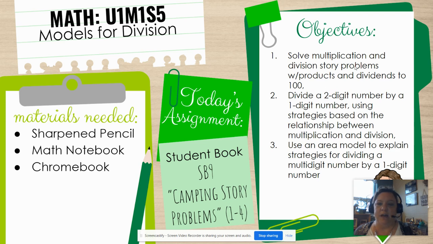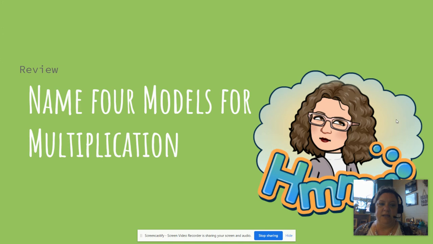So we're going to be solving multiplication and division story problems with products and dividends to 100, dividing two-digit numbers by one-digit numbers using strategies, and using an area model to explain. So this is a review for the kids that are here at school. For you guys at home, this might be a little bit of new information.